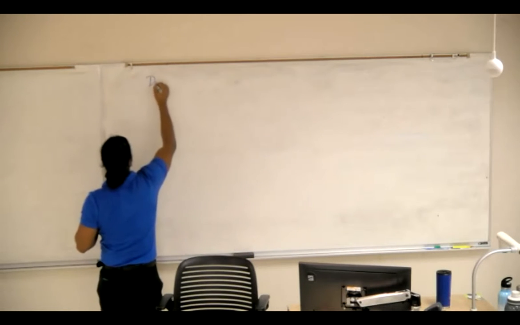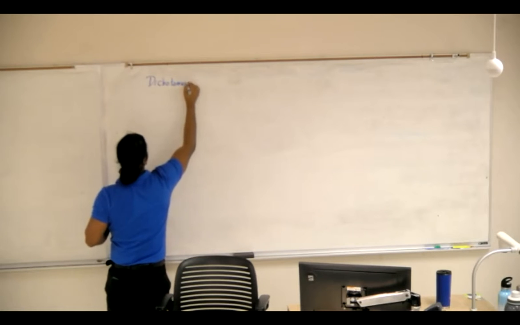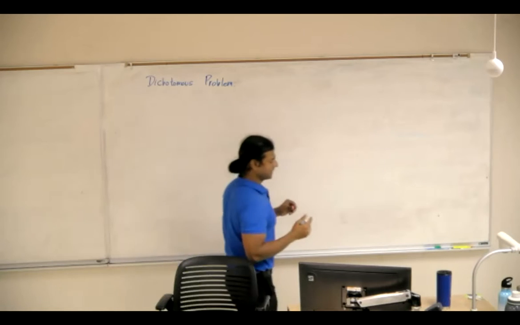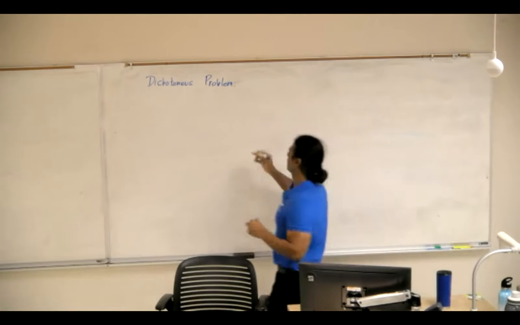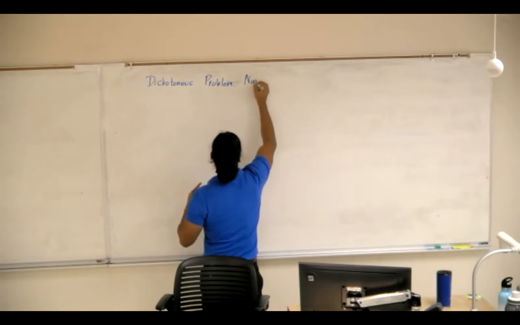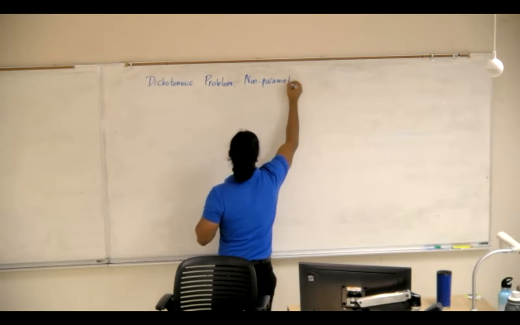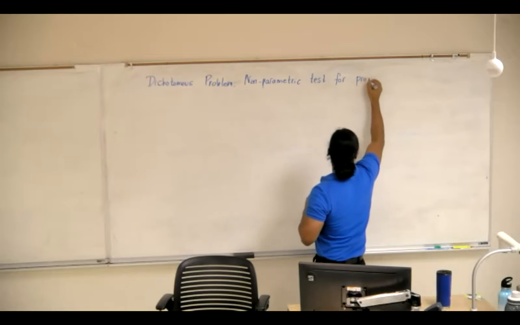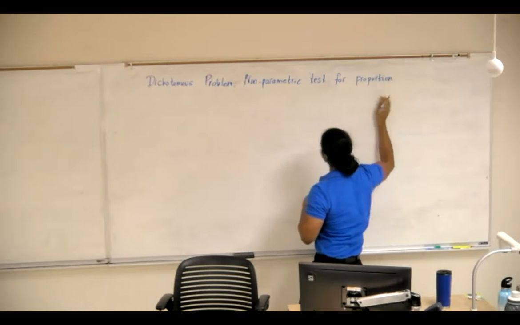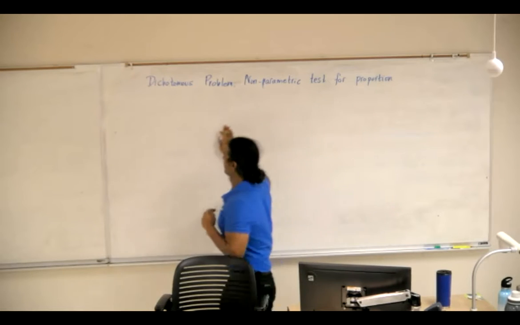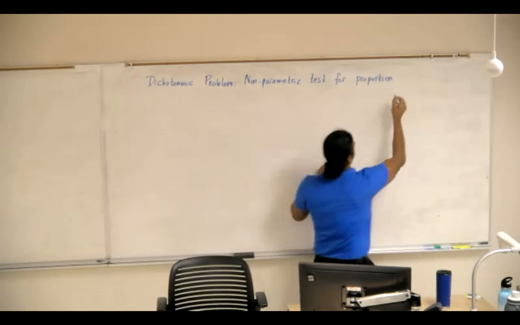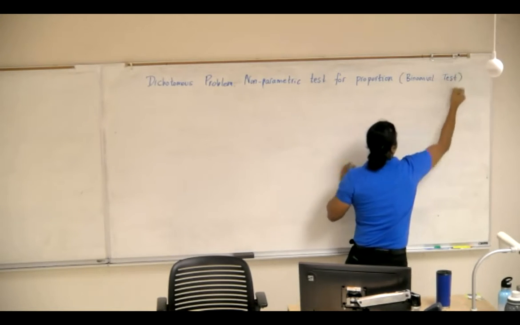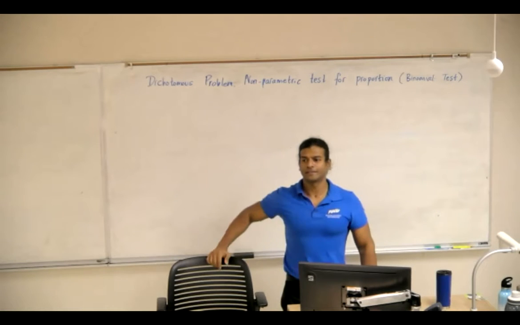This is chapter 2. I believe the book calls it the dichotomous problem. Pretty much it is simply a test for proportion, or small sample test, or non-parametric test, which we also call the binomial test.